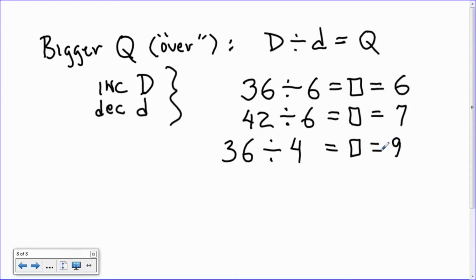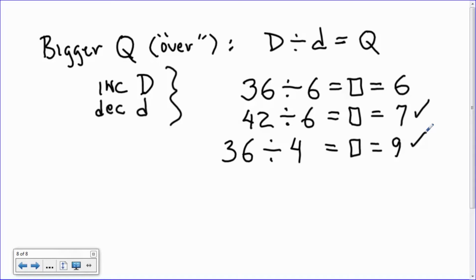And so in both cases, where I either raise the size of the dividend or decrease the size of the divisor, that increased the size of the quotient. So here's a way to make a bigger quotient: make it a bigger dividend or a smaller divisor.